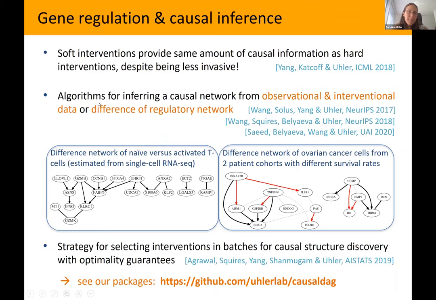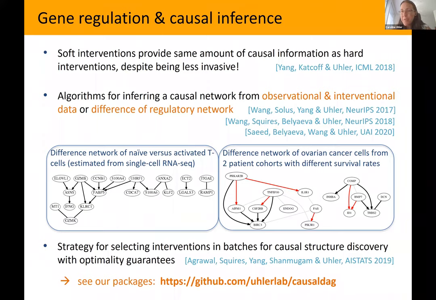And then we have algorithms also for inferring causal networks from a mix of observational and interventional data. They're all available here, all of these packages, where you can really just put in all of your single cell RNA-seq that is observational, all of your, say, knockout data, knockdown data, et cetera, and out comes a causal graph or a regulatory network. Now, of course, you can ask, well, how do we verify that whatever we're doing here is right? So we're verifying it.